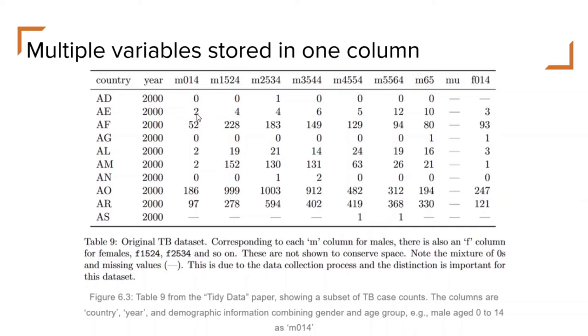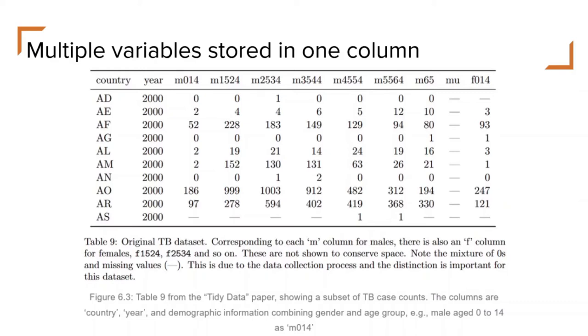But the problem is if we look at this number here, I don't even know the two-digit country codes. So if anyone knows what AE stands for as a country, AE and the year 2000 has a count of 2. What does that 2 represent? It represents gender and age group, right? So what did I say yesterday about each cell should only represent one thing? That's breaking that rule because that cell represents 2 things.